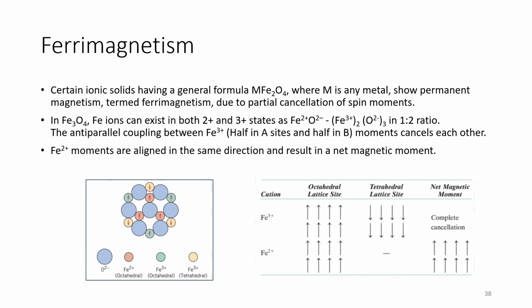Now the anti-parallel coupling between Fe3 plus, half in A sites and half in B sites, cancel each other, and Fe2 plus moments are aligned in the same direction and result in the net magnetic moment. So this will have a magnetic field weaker compared to ferromagnets.